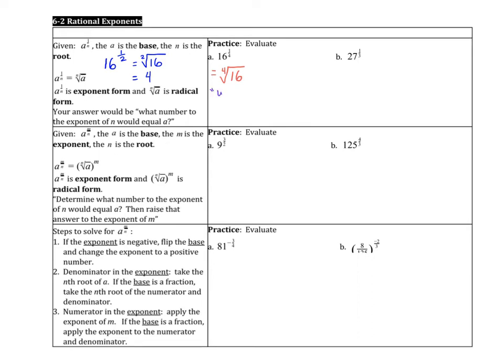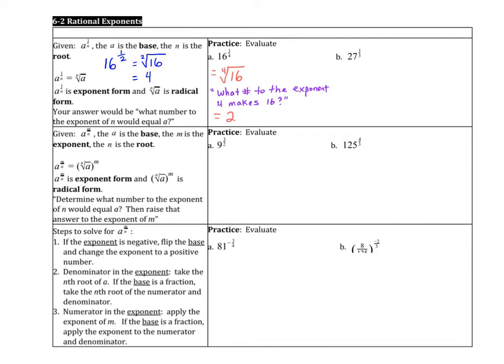So you are looking at what number to the exponent 4 makes 16. And that would be 2.